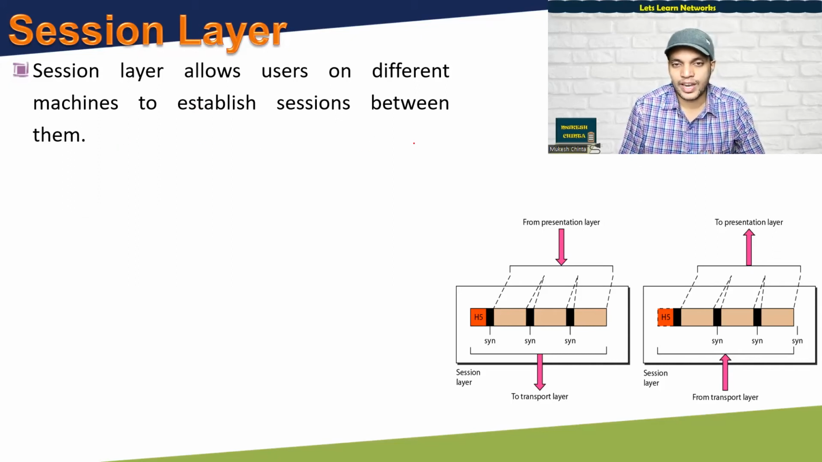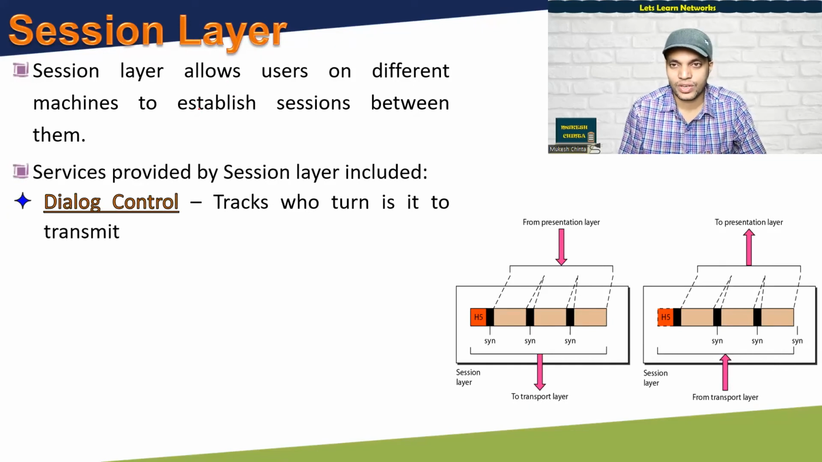So if there are two machines A and B, and for A and B to establish sessions, the work is actually taken up by your session layer itself. There are three types of services which the session layer provides. The first service is called dialogue control.